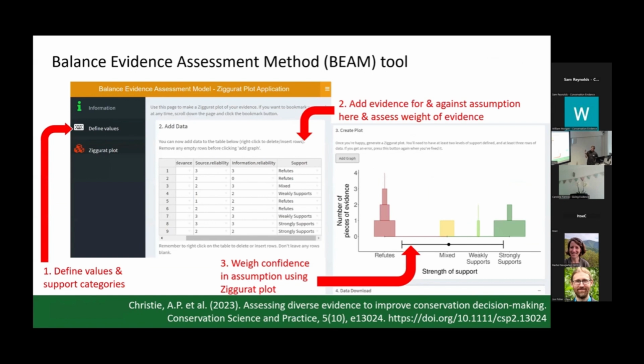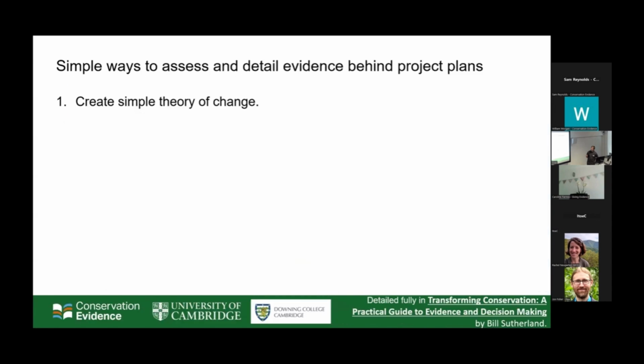And so just to quickly mention, we've developed a Shiny app online that you can use to carry out this process. This whole method, I should have mentioned, is called the Balanced Evidence Assessment Method, BEAM. And so this is the way you can generate these plots and do this process of assessing the evidence that we suggest here.